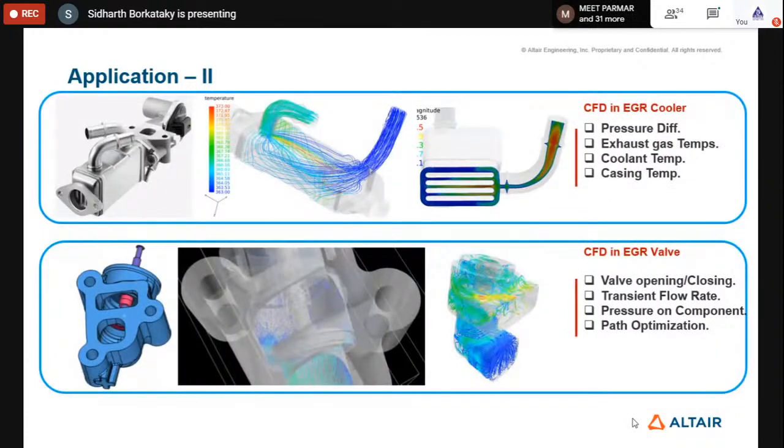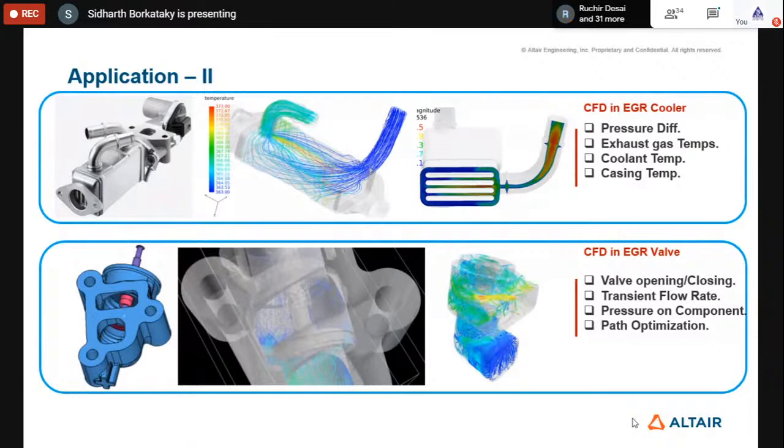Similarly, for exhaust gas recirculation, EGR, the effective design depends on whether the EGR component can maintain a proper temperature. That's very important. So automotive specialists design EGR based on parameters like the pressures and how much the temperature inside the EGR is going, whether it is exceeding a certain limit. So based on these flow patterns.